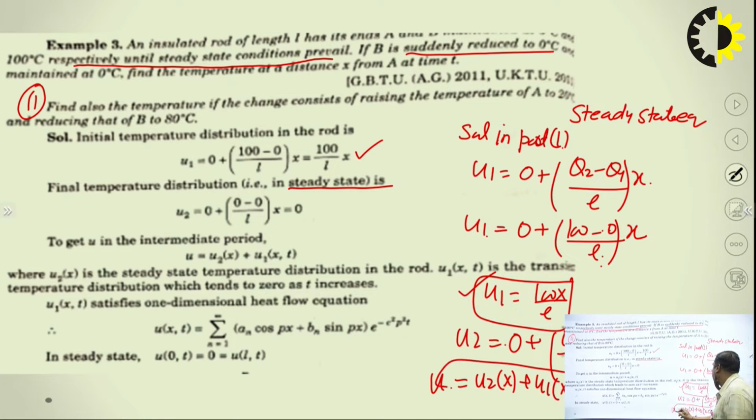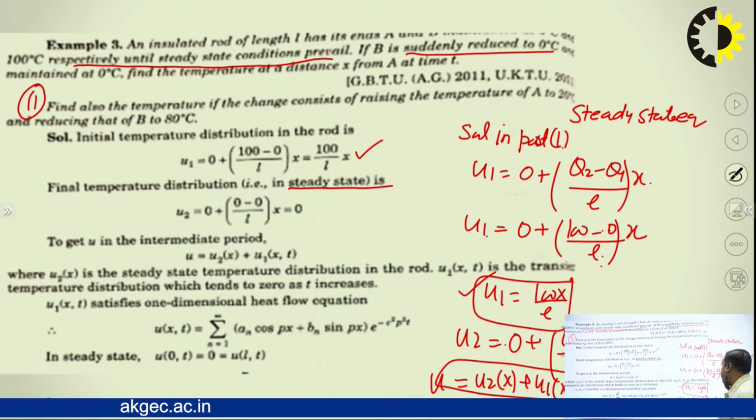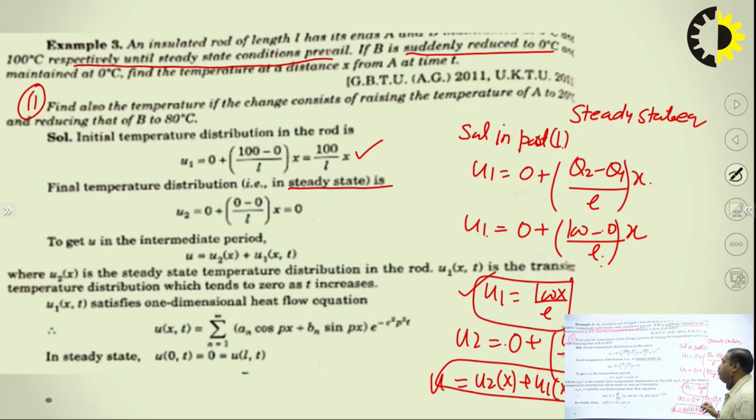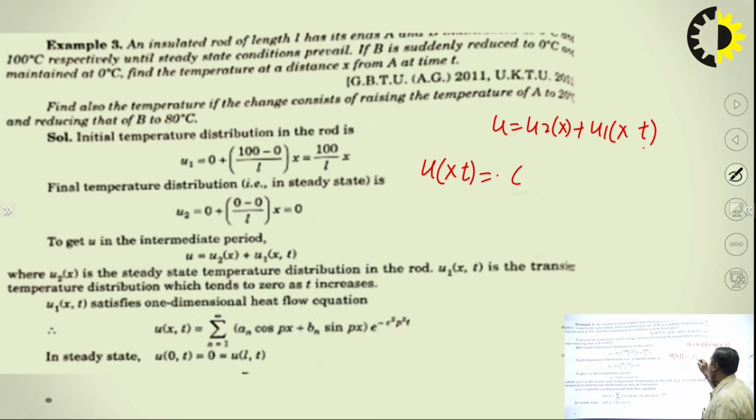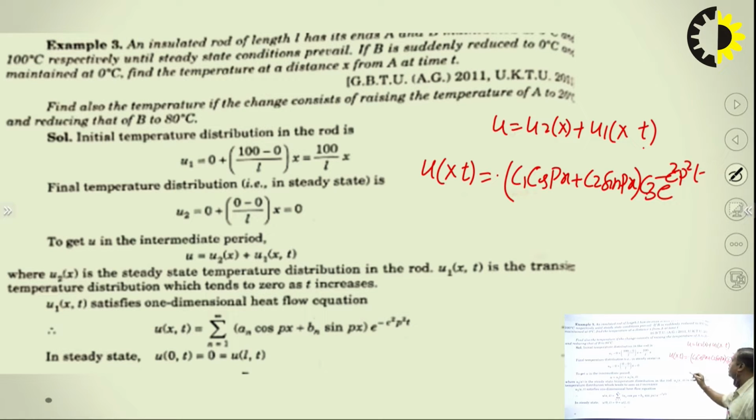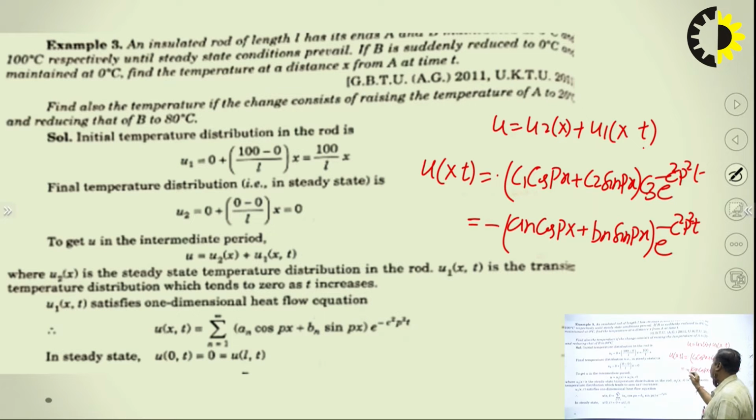That is the value of U in the mid part, in any part between U1 and U2. That is the intermediate period. Then U(x,t) is the solution, having the form C1 cos px plus C2 sin px, times C3 e to the power minus c square p square t. C1 and C2 are combined as another constant an, which goes with cos px, and C2 and C3 become constant bn with sin px, into e to the power minus c square p square t, summation n equal to 1 to infinity. That is the general solution of the given equation.